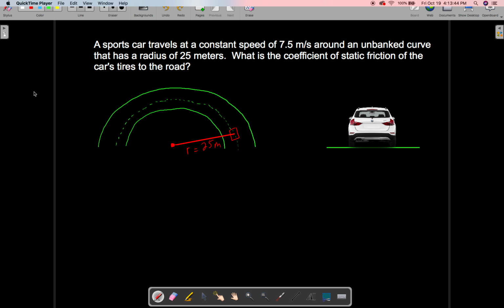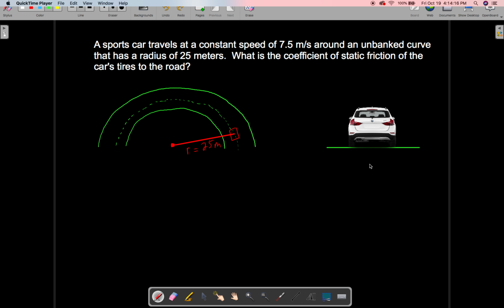Before we actually address the question, it is important to draw it out. And so what you're seeing is two diagrams. The first one is a bird's eye view of the curve. So here's the curve. The curve has a radius. If you look at the curve, it almost looks like a circle, and any circle has a radius. And so here's the center of it, and here is where the car is at. So the radius is basically the distance from the car to the center of the curve. And so we said that the radius is 25 meters.